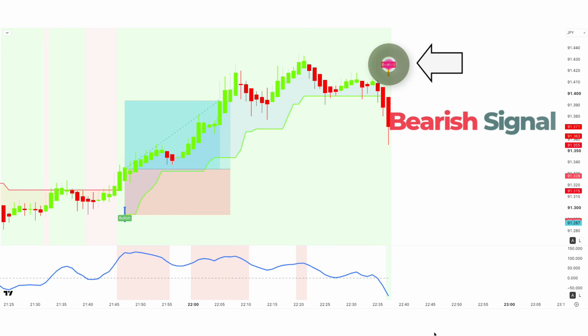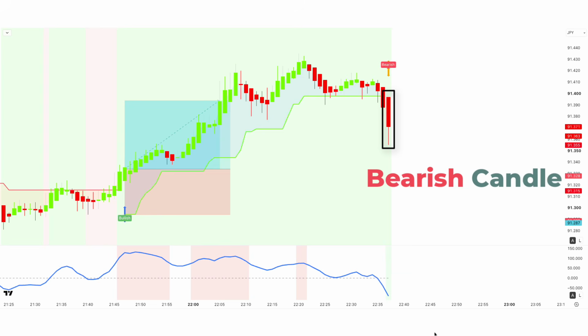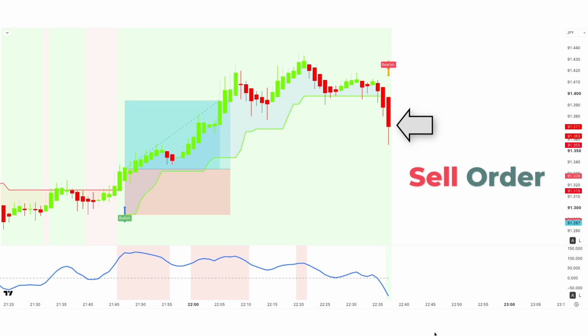Here, the Domination PRO arrow down of this indicator is a bearish signal. Here, the blue line of Noro's Wave Trend Oscillator V1.0 is below the zero line. Here, the market has made a bearish candle to give confirmation. So all our conditions are being fulfilled, so we are placing an order to sell.